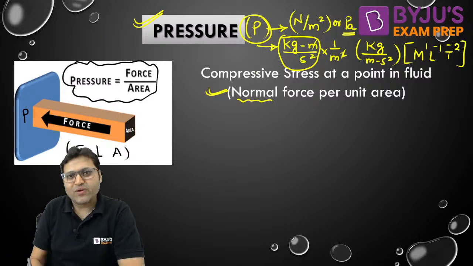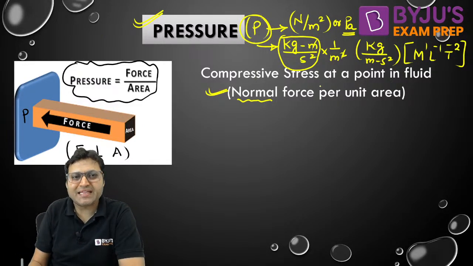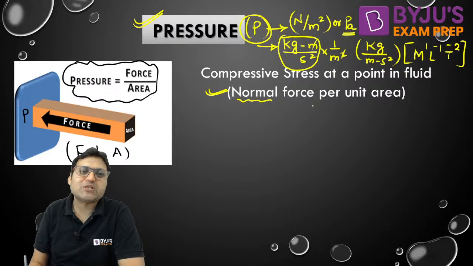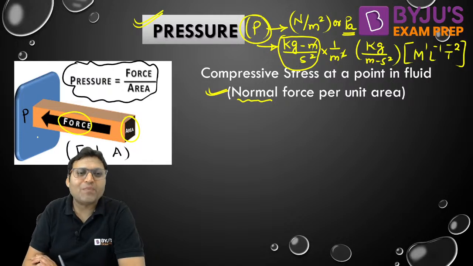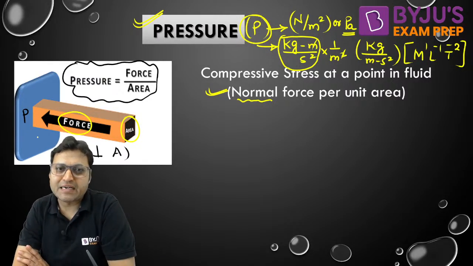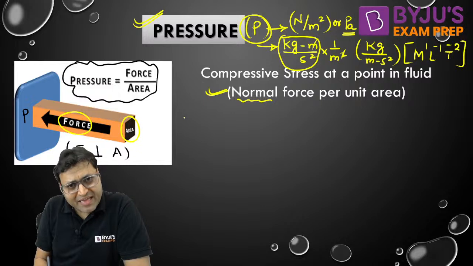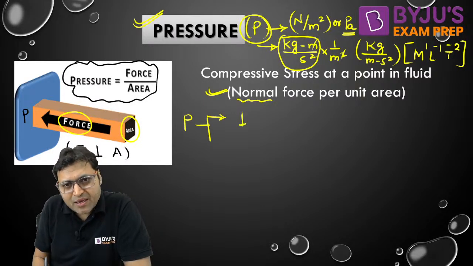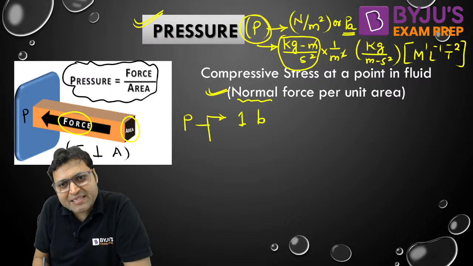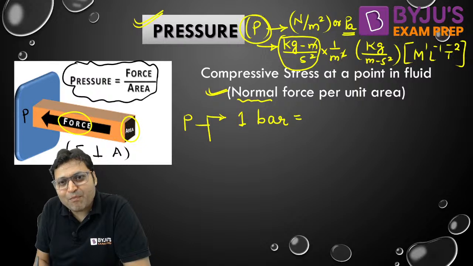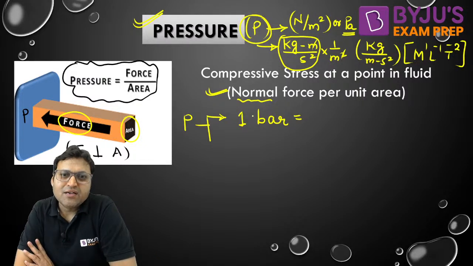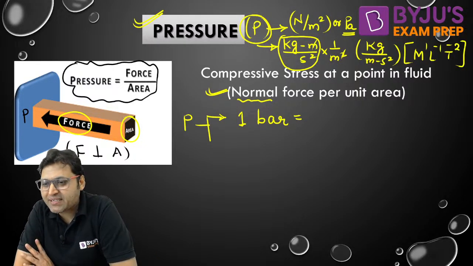All right. So it is simply the compressive stress at a point in the fluid, which is normal force per unit area. When the force applied is normal to the area, so normal force divided by area will give rise to pressure. There are few other units of measuring the pressure. The unit of measuring the pressure is bar. Can you convert bar into kilopascal? 1 bar will be equal to how many kilopascal?